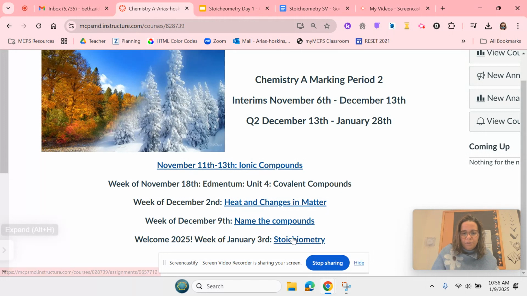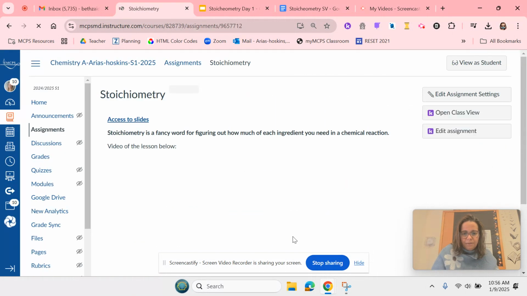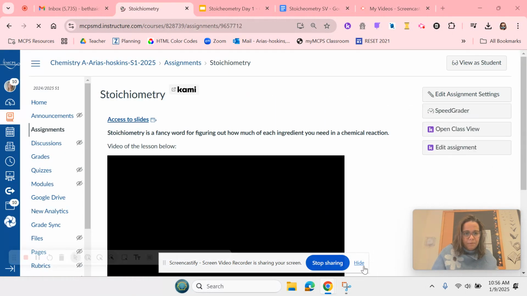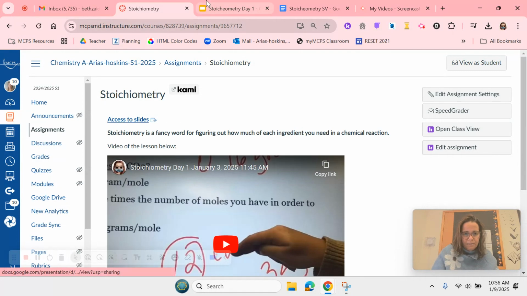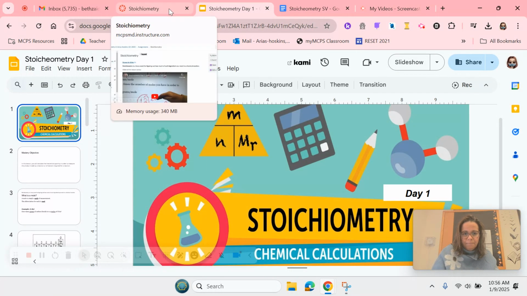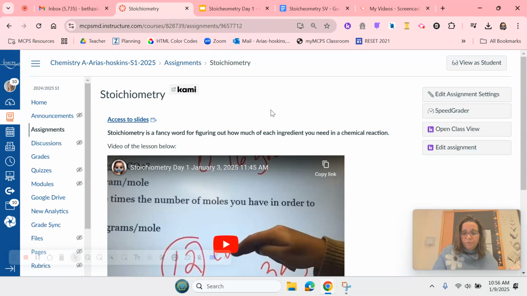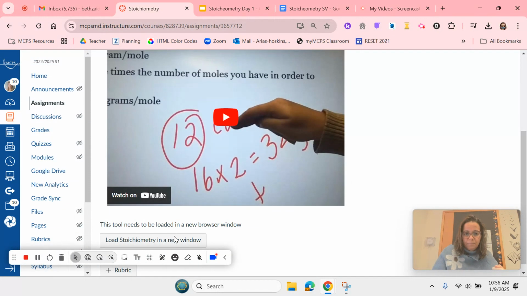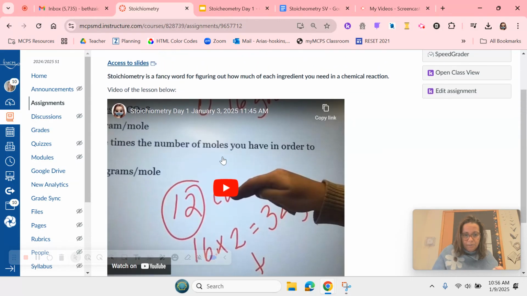So when you go in here, you're going to see the access to slides, which are these slides, okay? The handout is going to be in your folder. If you want to do it online, that's okay. You're going to find it here at the bottom, okay? So the recording is here, this section that we're doing right now.